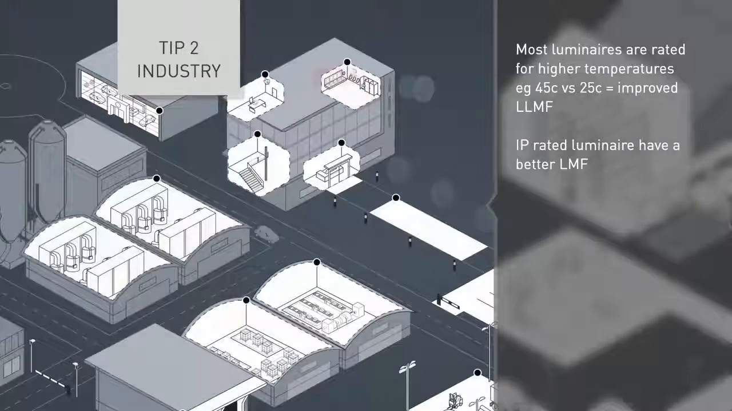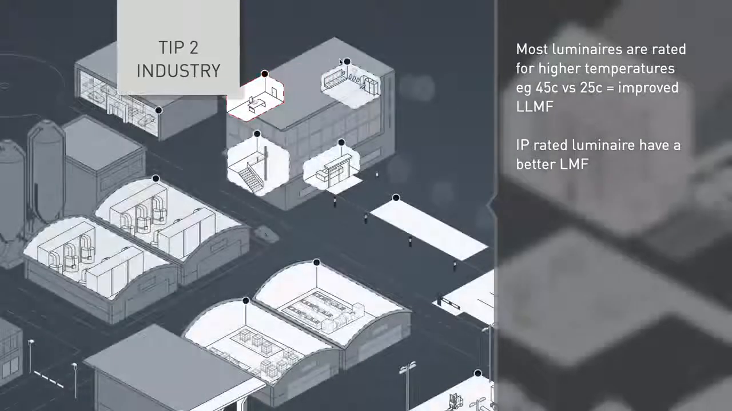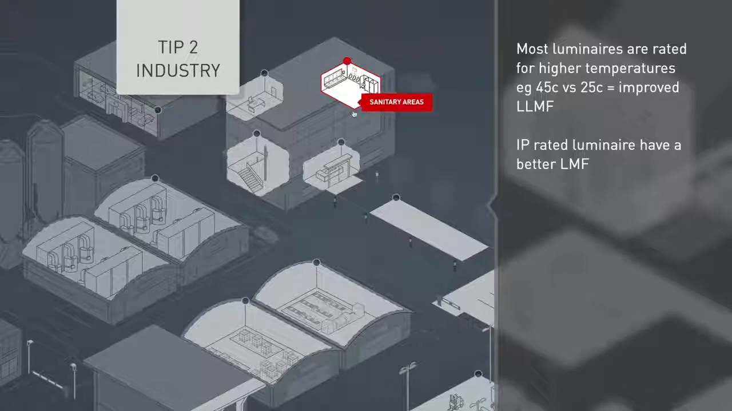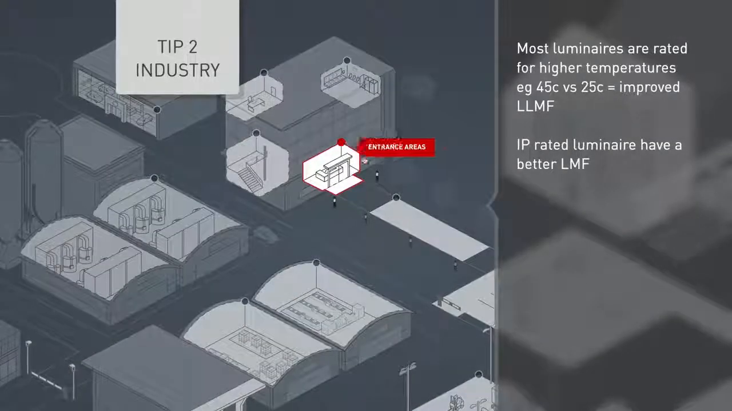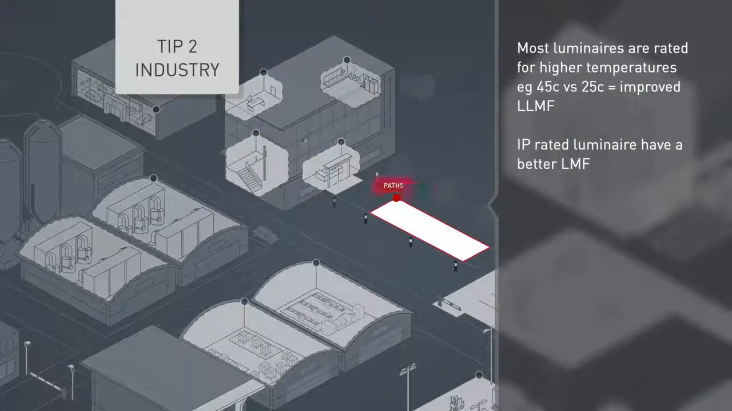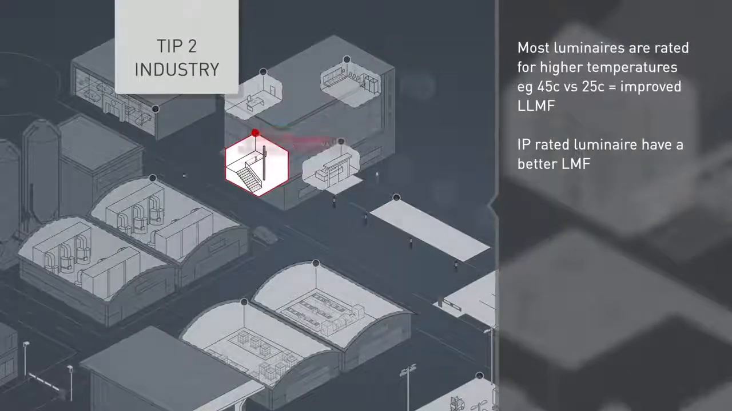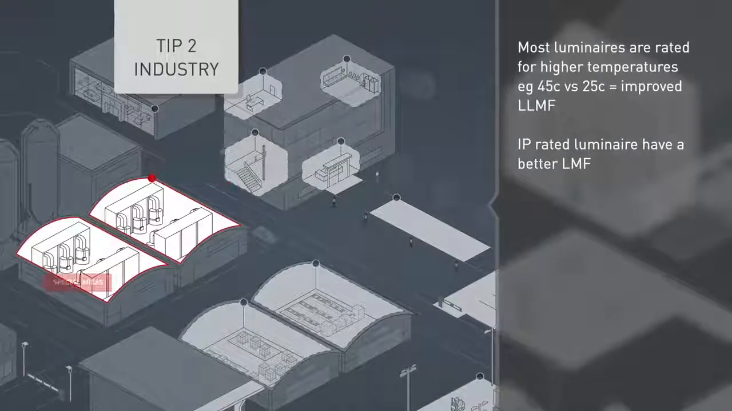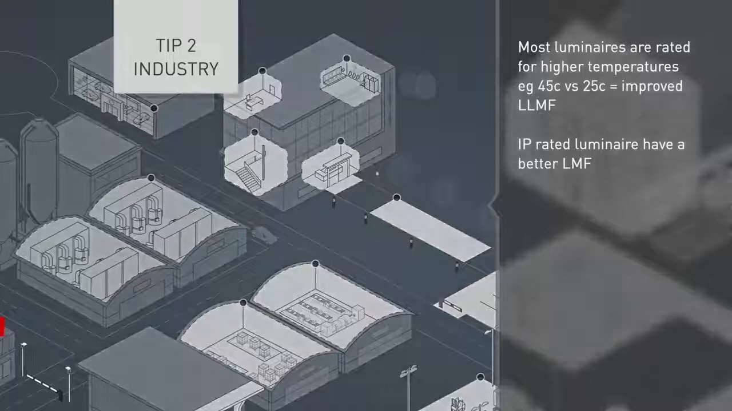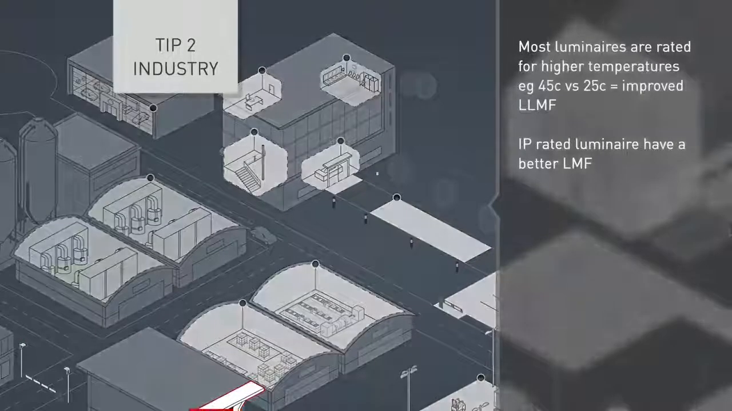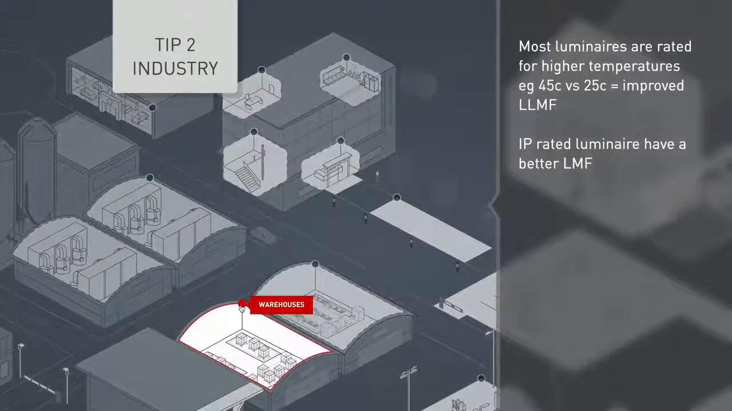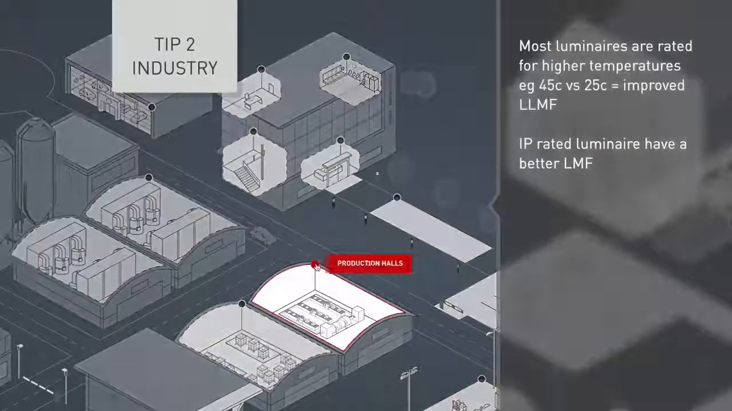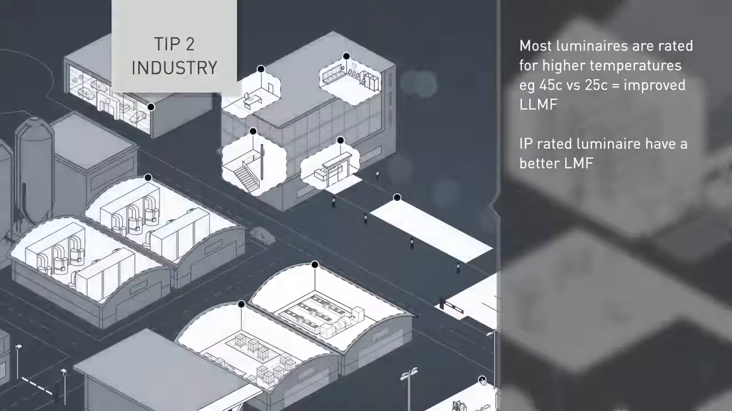So most luminaires are generally rated for higher temperatures, e.g. maybe looking at 45 degrees for a particular luminaire, and it may be working in 25 degree ambient operating conditions. So maybe it's a logistics hall or something of that ilk. You may be using a luminaire that might be used for industry that can cope with higher temperatures, but you're actually using it in something like a logistics hall, which is colder.